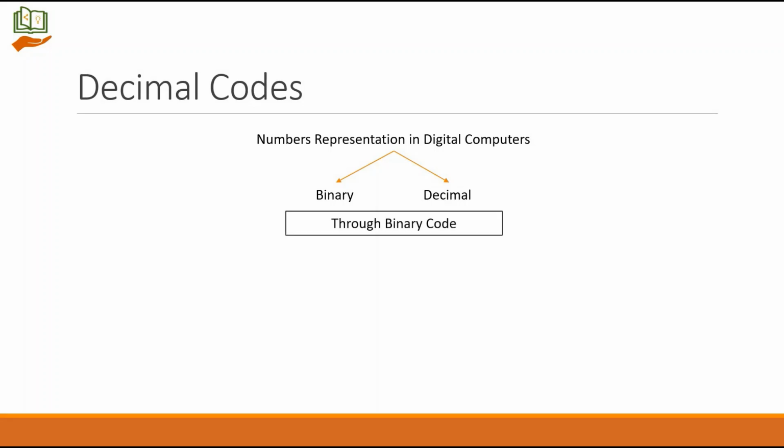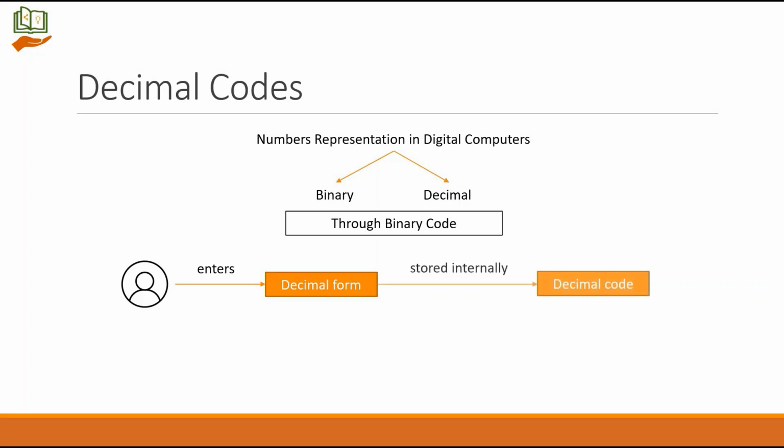Now we will learn about decimal codes. Number representation in digital computers happens in 2 ways. One is binary and another one is in decimal format. Both these representations are done through binary code. If a person enters some decimal form information, it is stored internally as decimal code and not the exact decimal form. Each decimal digit requires a minimum of 4 bits. That is n is equal to 4.